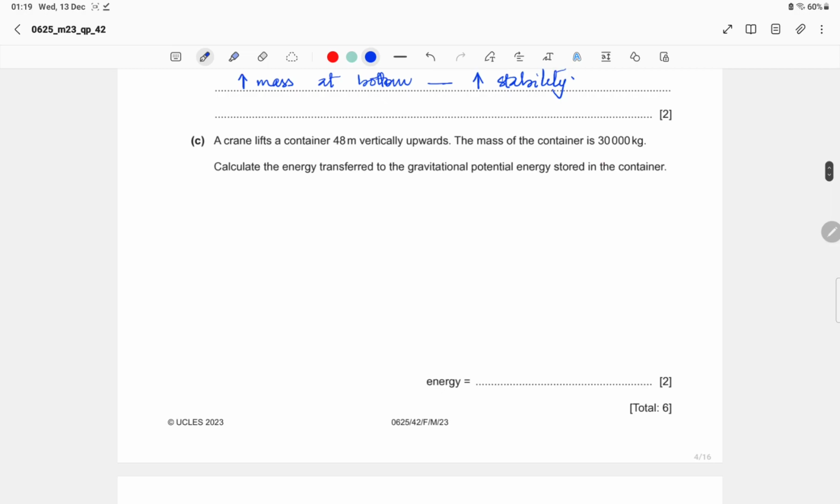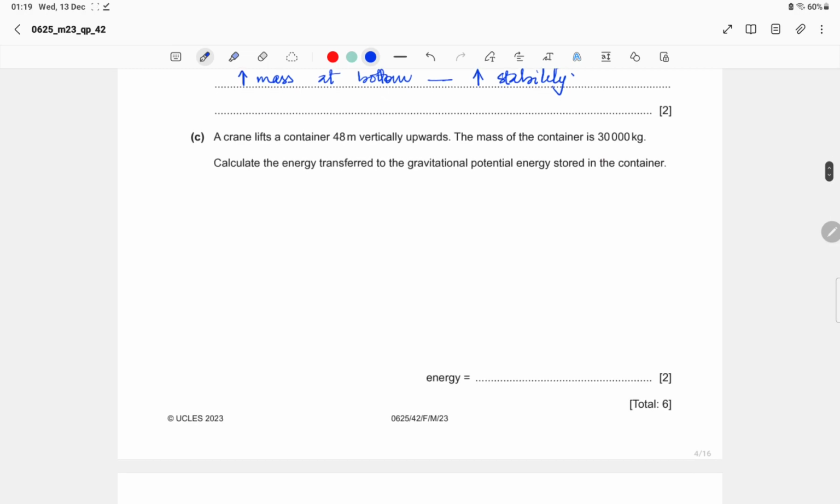Now moving to the next question. A crane lifts a container 48 meters vertically upward. The mass of the container is this. Calculate the energy transferred to the gravitational potential energy stored in the container. Gravitational potential energy is equal to mgh. M is 3123 times 9.8, and height is 48 meters. If you multiply this, you will end up with 1.41 times 10 to the power 7 joules of energy.